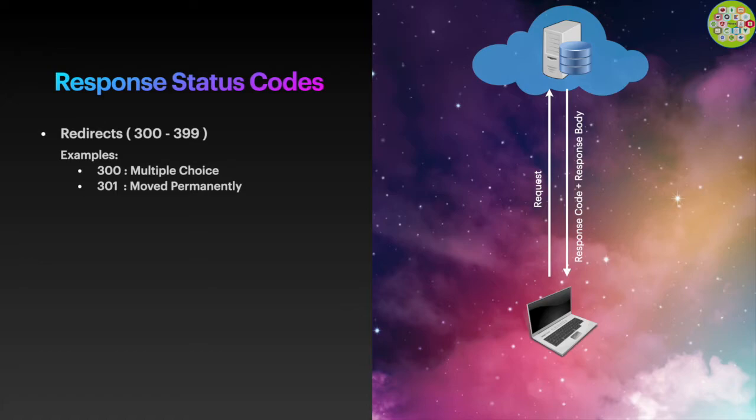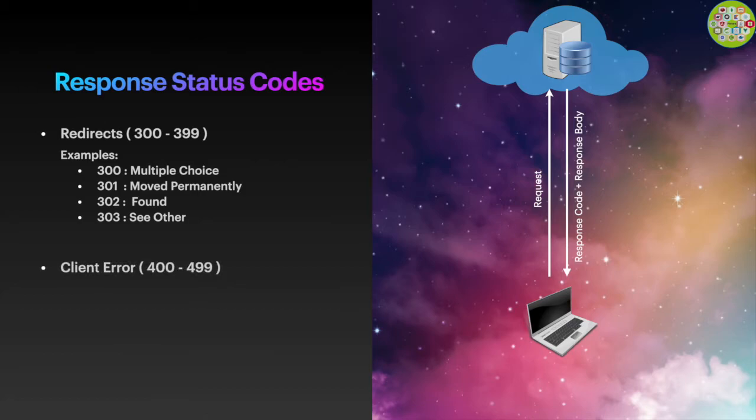Then we have 302, that is found. This response code means that the URI of requested resource has been changed temporarily. Further changes in the URI might be made in the future. Therefore, the same URI should be used by the client in future requests as well. Then we have 303, that is see other. The server sends this response to redirect the client to get the requested resource at another URI with a get request. So the fourth category is client error responses.